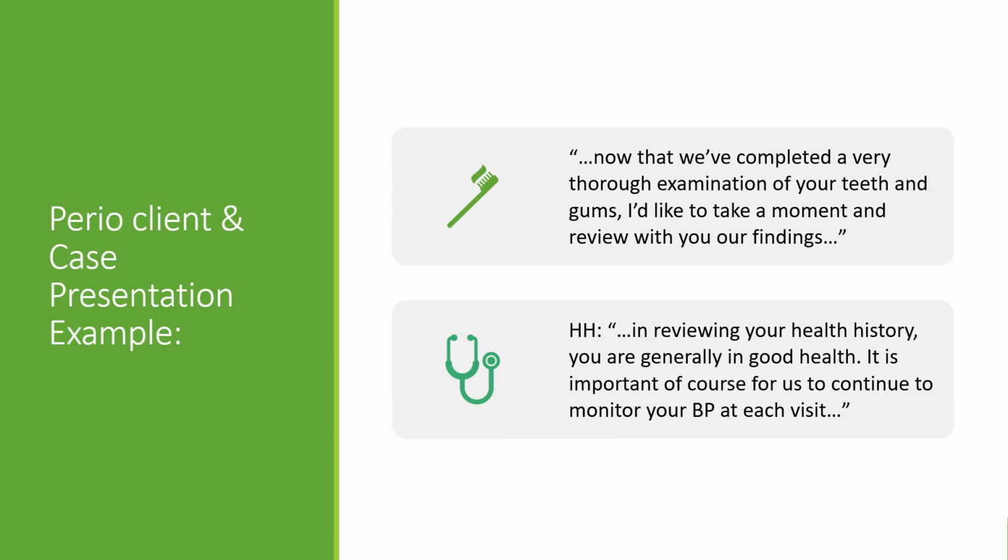So some examples, right? Now that we've completed a very thorough examination of your teeth and gums, I'd like to take a moment and review your findings. That's what you want to do. And then you're going to go through your findings. Was there something in the health history, like diabetes, that you need to talk about? Is there bone loss present? Is there calculus present? Is there bleeding upon probing? These are the things that you want to talk to them about.